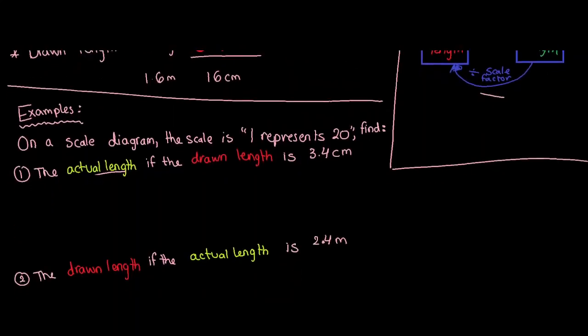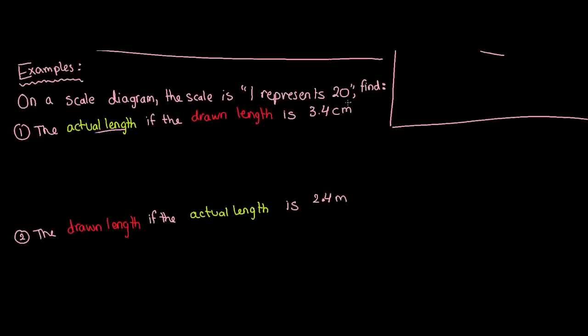In this example, it says here, on a scale diagram, the scale 1 represents 20. So we can see already here that we've got 20 as our scale factor. Find the actual length if the drawn length is 3.4 centimeters. So we have a small value here and we are trying to calculate the actual length that is much larger.